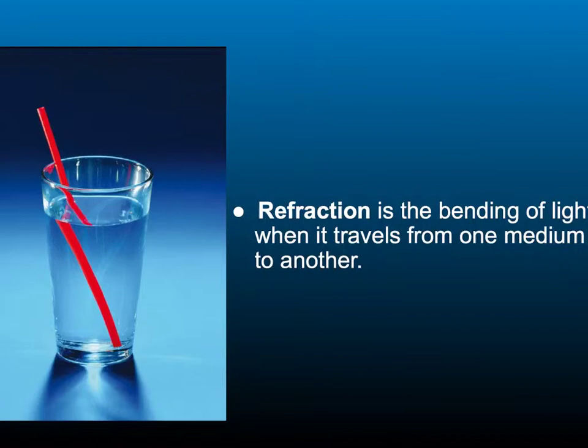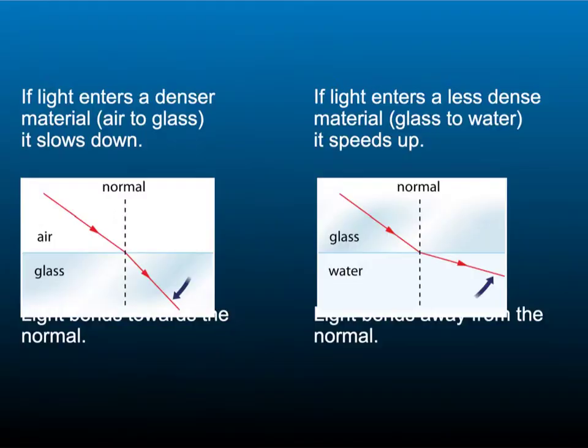Mirages in deserts are caused by refraction. Swimming pools look shallower than they actually are, and fish are seen from above the surface of the water and not where they appear to be.